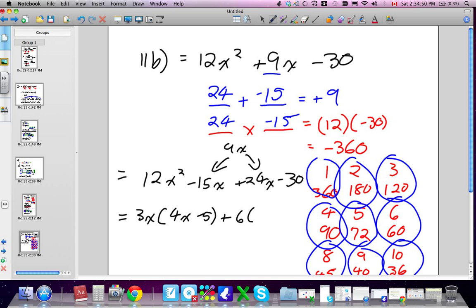So, when we go to put these out, what do we get as our first bracket? 4x minus 5 and 3x plus 6. Does that make sense? Great. Do you want me to do it the other way quickly? Just so we have both methods.